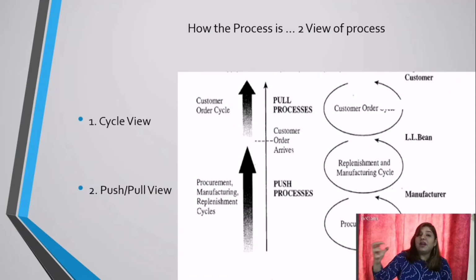So when there is a push from manufacturing, procurement, replenishment cycle in the supply chain, it is known as a push process. When there is a pull on the basis of the customer order cycle, it is known as a pull process.